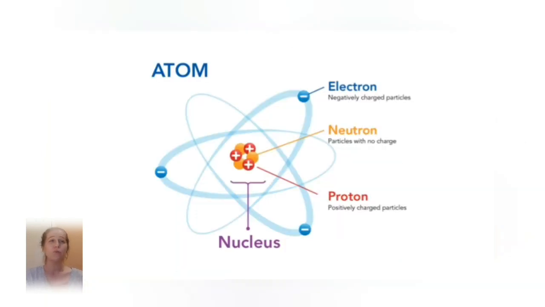And let's have a bit of a closer look. We've got electrons which are negatively charged, -1 charge. We've got neutrons which have no charge, and we've got protons which are positively charged. And as we said earlier, it's neutrons and protons that are inside something called the nucleus.